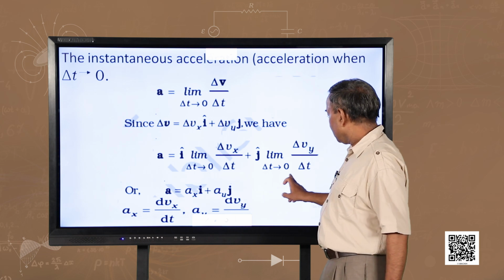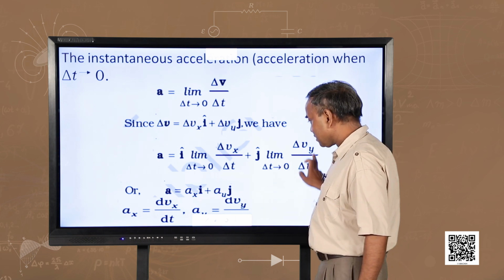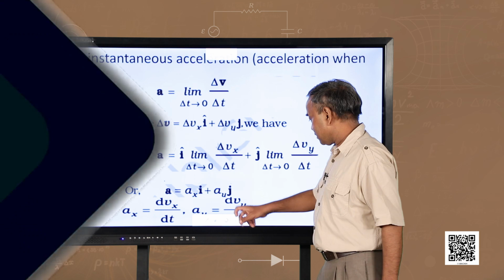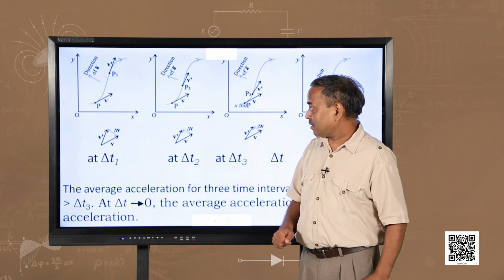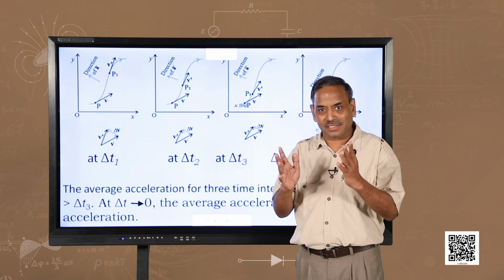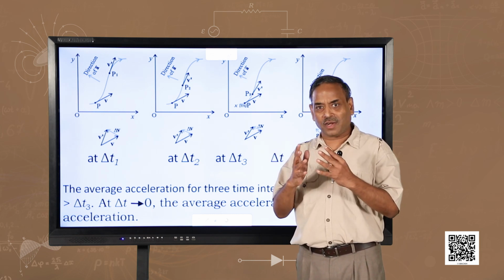this, we have already got. So, in the form of limit we have got this, and a x and a y are this. Now, if we see it graphically, friends, you will find it interesting. It is really very interesting. It is a beauty of science, beauty of graphs.